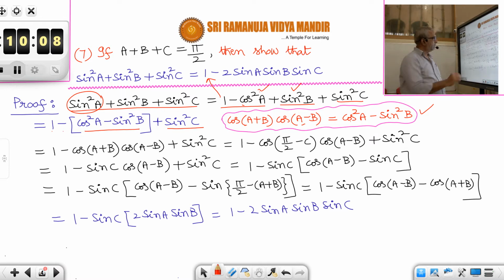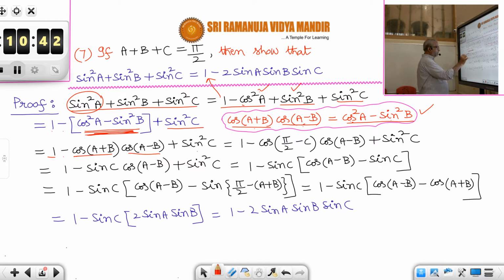Do you remember this formula? Cos(A plus B) into cos(A minus B) is equal to cos square A minus sin square B. Exactly, that right hand side is here in the bracket: cos square A minus sin square B. Therefore, in this bracket, cos square A minus sin square B, I can write cos(A plus B) into cos(A minus B) directly. So that is what is happening in the next step. 1 minus, in place of this bracket, cos(A plus B) into cos(A minus B). Minus is anyhow there outside, plus sin square C.